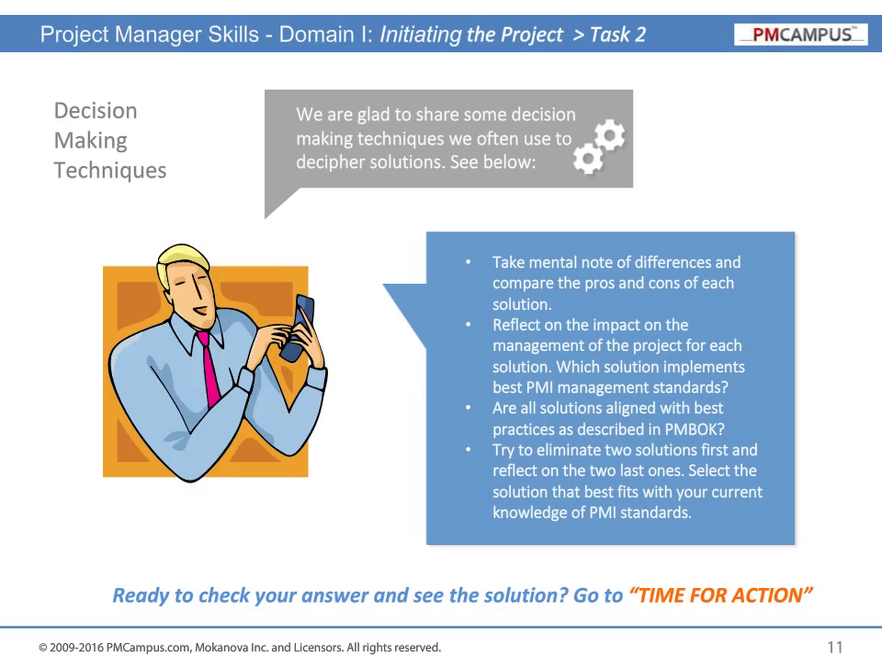See below. Take mental note of differences and compare the pros and cons of each solution. Reflect on the impact on the management of the project for each solution. Which solution implements best PMI management standards? Are all solutions aligned with best practices as described in PMBOK? Try to eliminate 2 solutions first and reflect on the 2 last ones. Select the solution that best fits with your current knowledge of PMI standards.